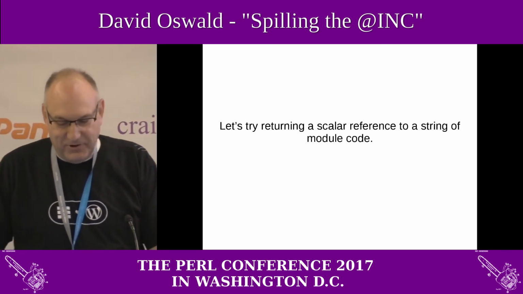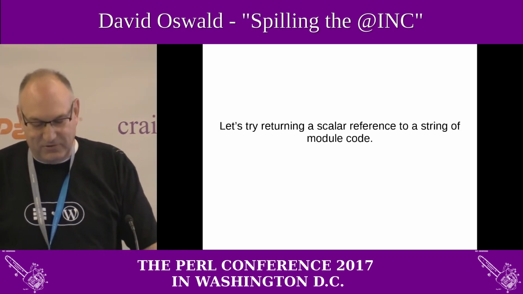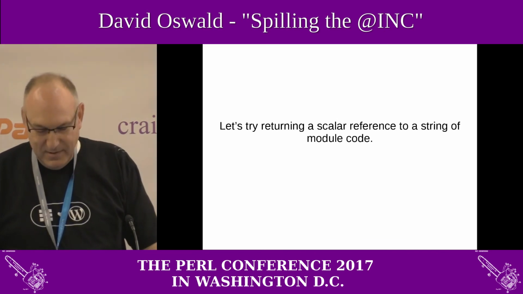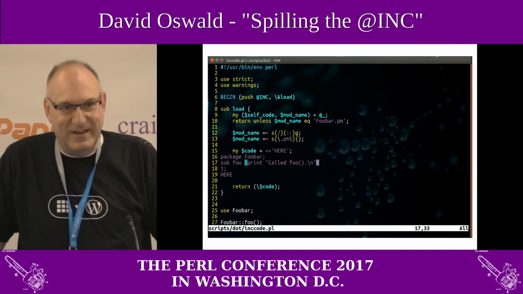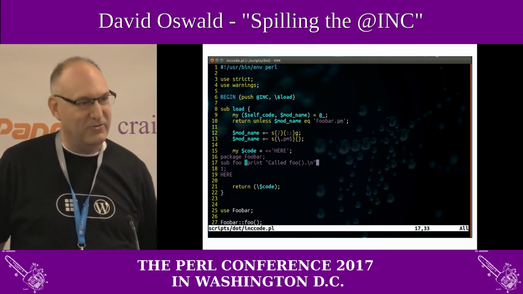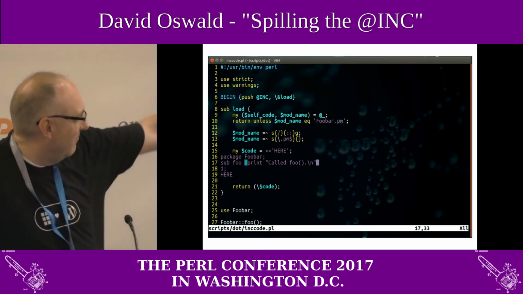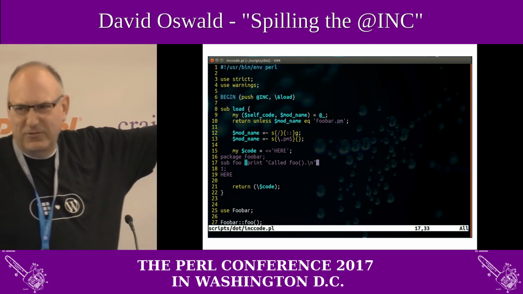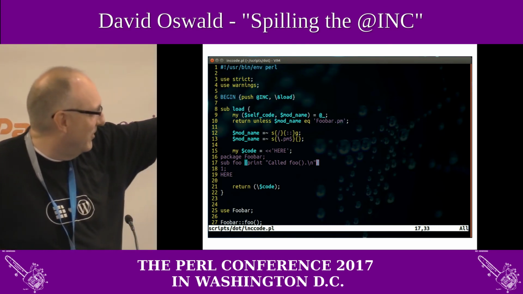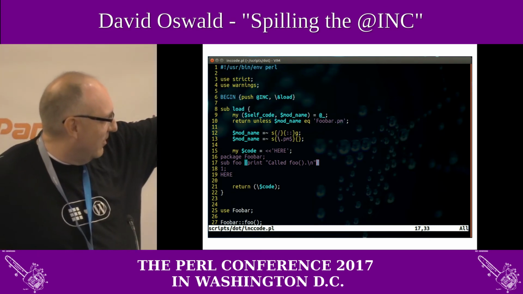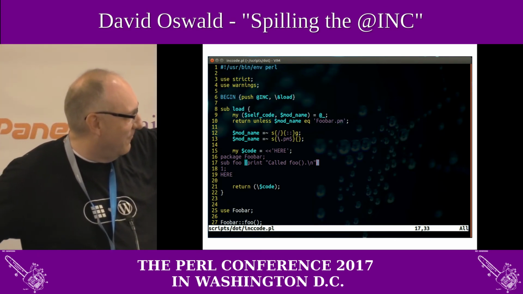So now let's try something a little bit more the way the documentation would have us do it, and that's to return a scalar reference to a string of module code. However, in this case, instead of calling it module code that we are prepending to something, this is just the entire module's code. And so we're using a here doc, and it's the old school here doc. I'm sorry, this is 5.26, but it's still the old school here doc. And we're going to use that as our module's code, and we're going to return a reference to it.